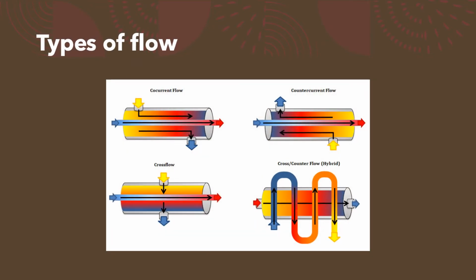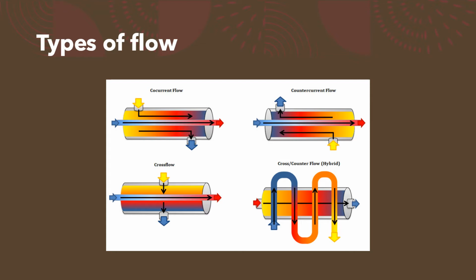There are three different types of flow. The first type of flow is co-current flow. Co-current flow is when the fluids flow in the same direction, as shown in the top left figure. The second type is counterflow. Counterflow is when the fluids flow in the opposite direction, as shown in the top right figure.